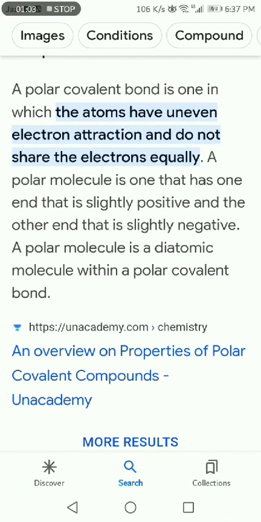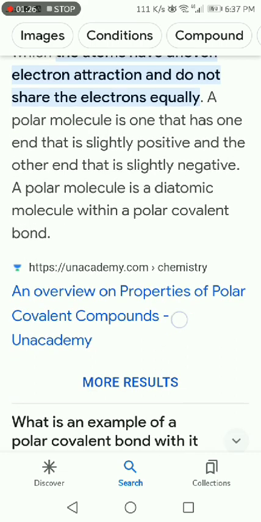A polar covalent bond is one in which the atoms have unequal electron attraction and do not share the electrons equally. A polar molecule is one that has one end that is slightly positive and the other end that is slightly negative. A polar molecule is a diatomic molecule with a polar covalent bond.